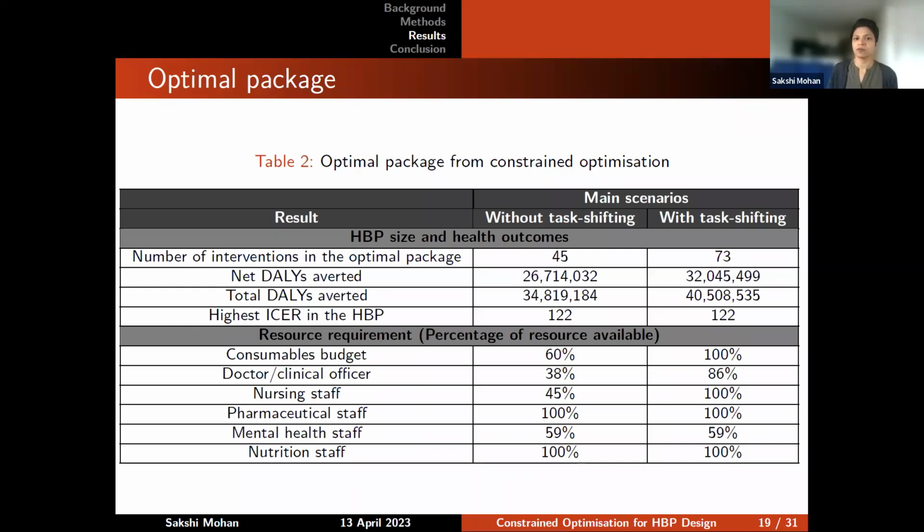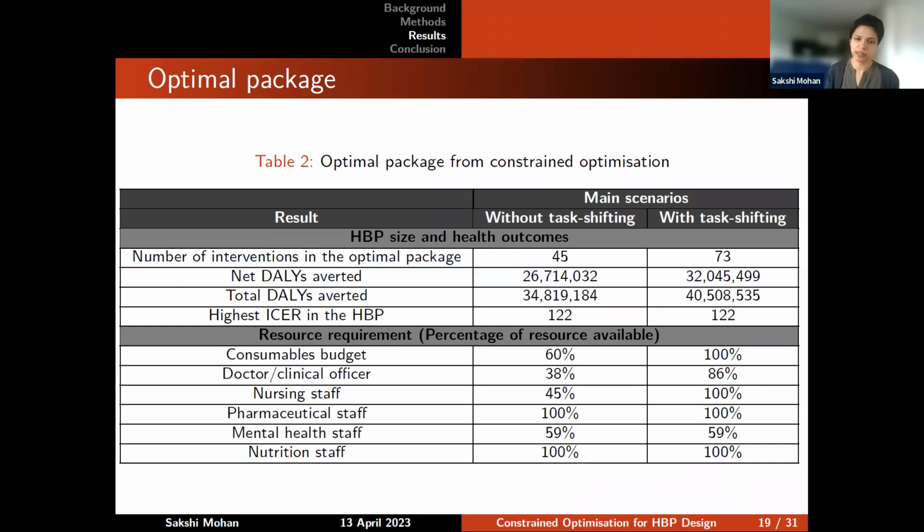This table presents the output of running the LPP across our two main scenarios, without and with task shifting. Without task shifting, we see that only 45 interventions make it into the health benefits package. And these together avert about 26 million net DALYs. The least cost-effective intervention in the package has an ICER of $122 per DALY averted. If we look at the resource requirements, we see that while the capacity of pharmacists and nutrition officers is fully utilized, other resources remain underutilized in this scenario. And this is mainly because interventions cannot be delivered without a pharmacist dispensing drugs.